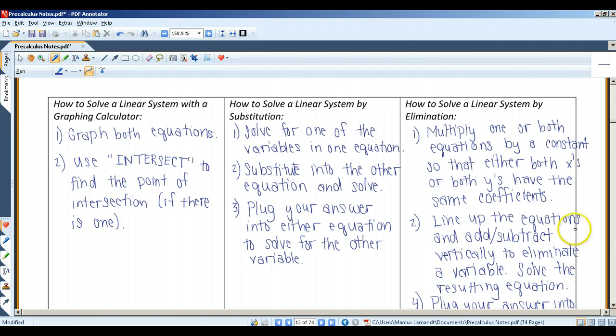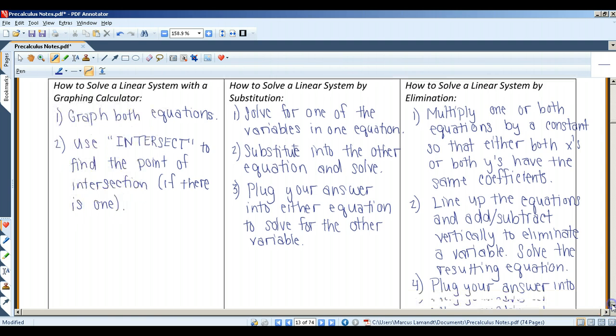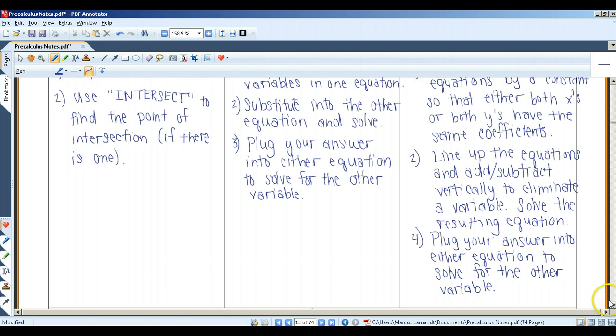When you use elimination, you're going to want to multiply one or both equations by some constant so that either both x's or both y's have the same coefficients. Then you're going to want to line up the equations and either add or subtract vertically to eliminate a variable. And then solve the resulting equation. Once you get a number answer, plug your answer into either equation to solve for the other variable.